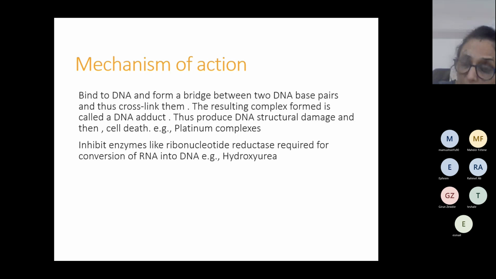Example, platinum. So basically, these miscellaneous drugs will form a bridge between the two DNA base pairs and cross-link themselves, and the new DNA adduct or the new combination which will be formed is not correct. Thus it produces DNA structural damage, and this in turn will lead to cell death.